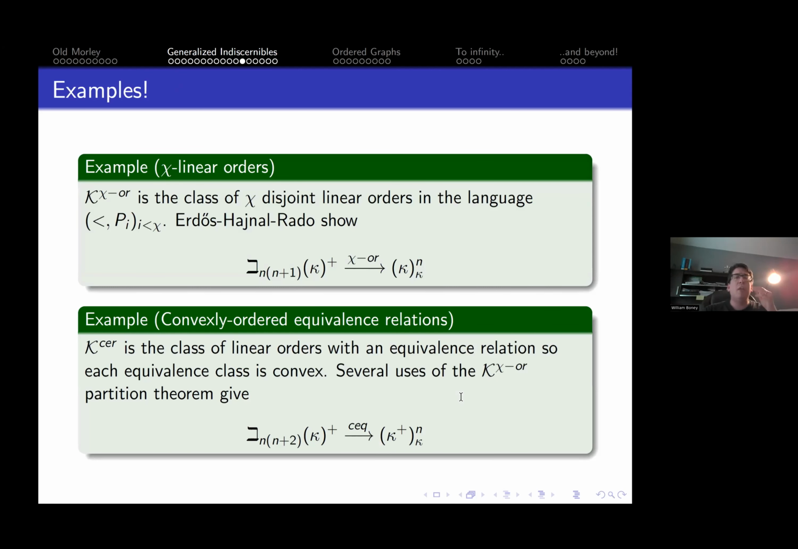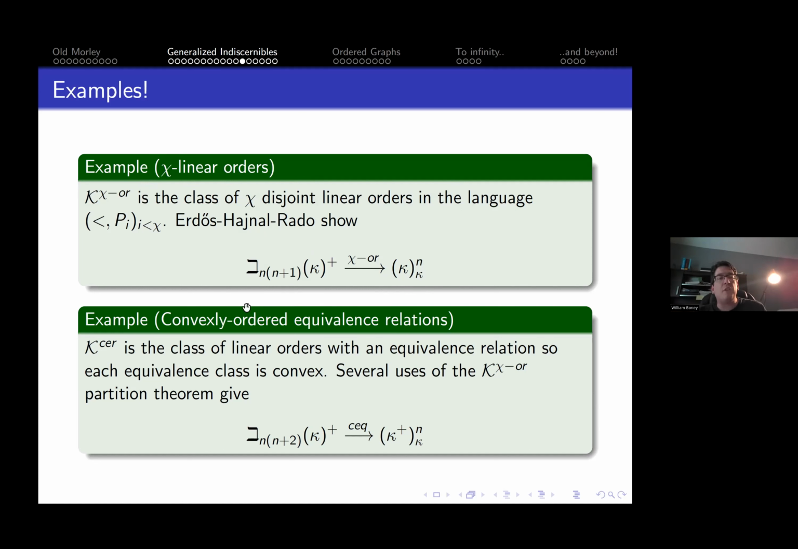So what are some examples? Linear orders, obviously, the Erdős-Rado theorem says that this holds for them. We can also talk about chi linear orders, where chi is some potentially infinite cardinal. So you have disjoint linear orders that you want to simultaneously keep big. Erdős, Hajnal, and Rado showed that this partition relation holds with this polynomial being n squared plus n. Of course, they didn't use this vocabulary, but this is what they showed.